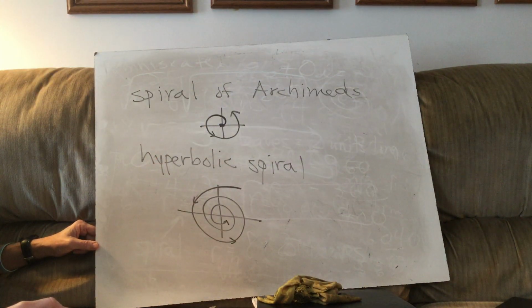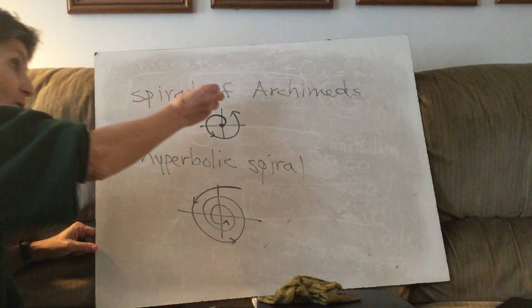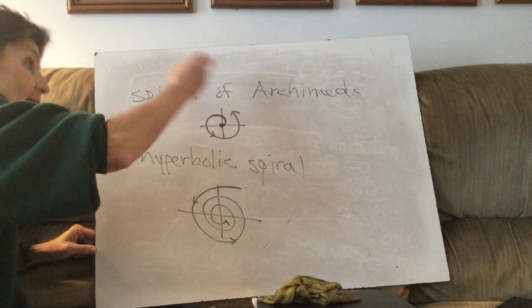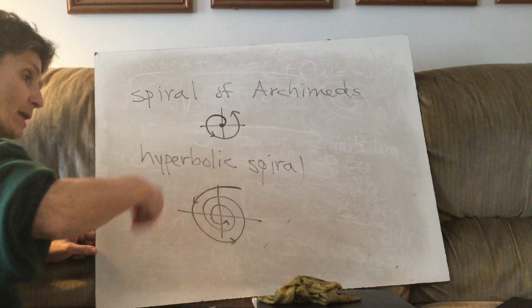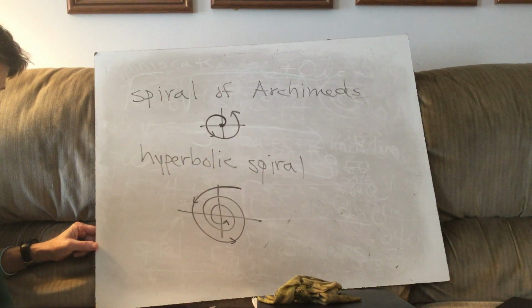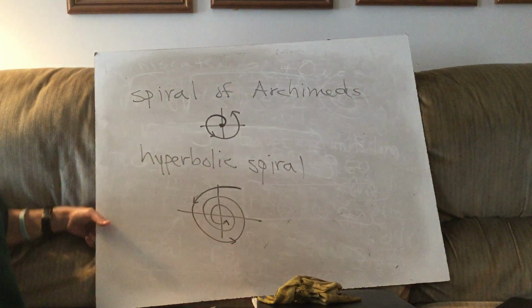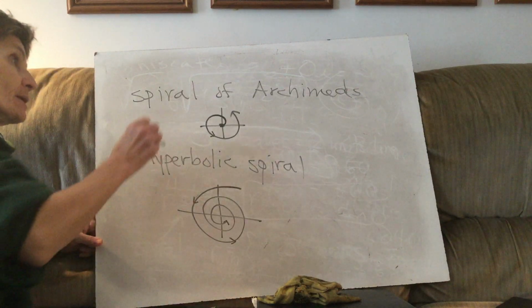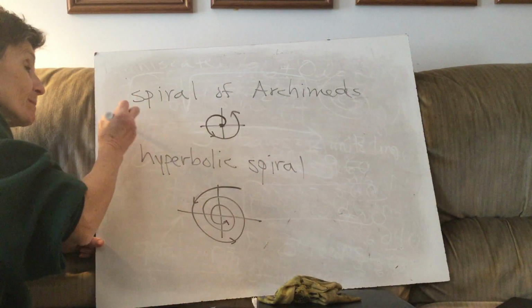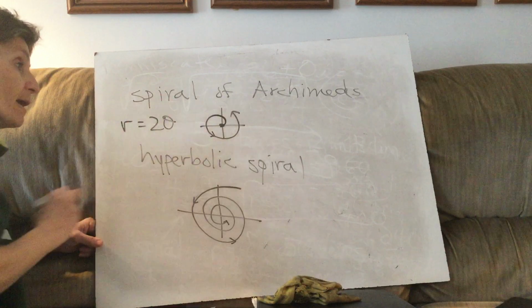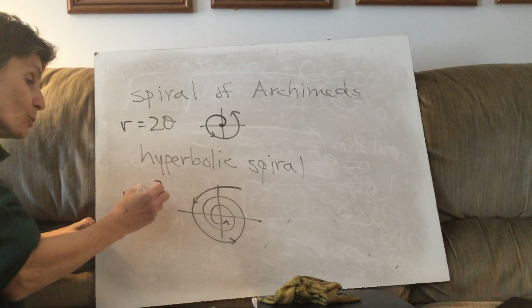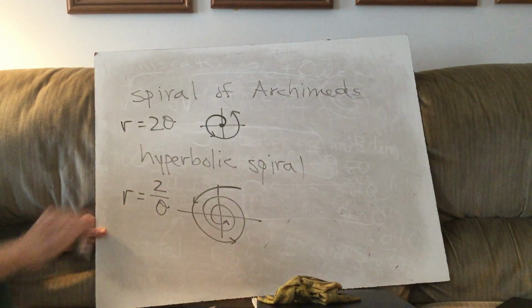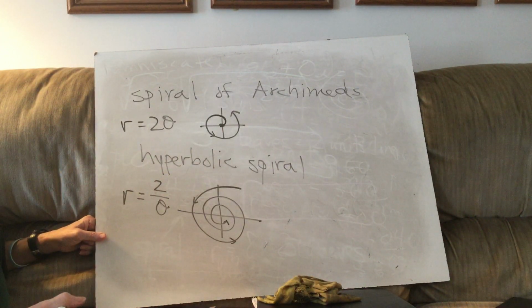That is the difference between the 2 kinds of spirals. The spiral of Archimedes starts in and spins out, and the hyperbolic spiral starts out and spins in. For your information, an example of a spiral of Archimedes would be r equals 2 theta, and the hyperbolic spiral would be r equals 2 over theta. So that's the difference in the equations.